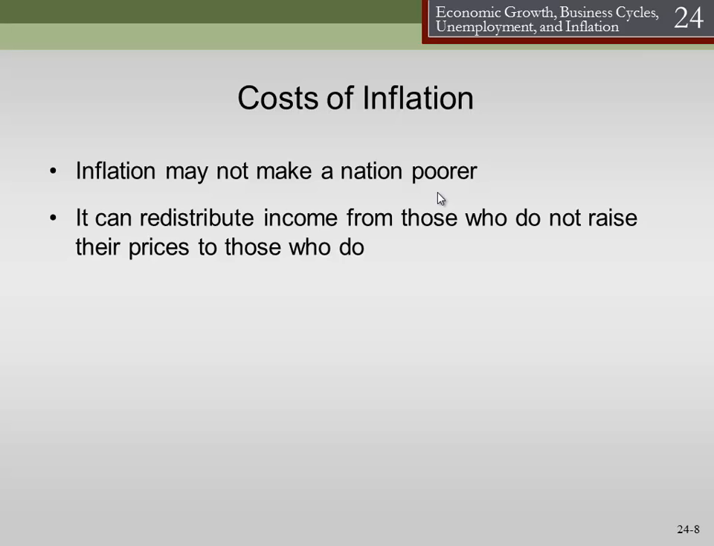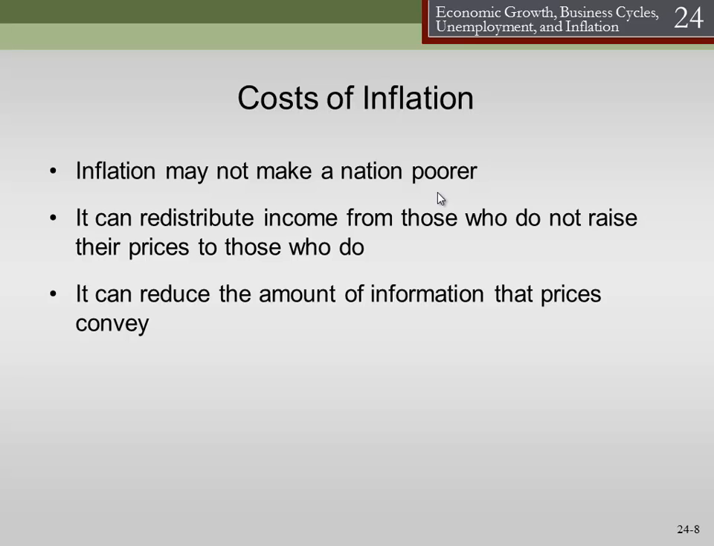Now, what happens if we have one set of goods where the sellers can easily raise the price, but another set of goods where the sellers can't really raise the price at all? Well, what's going to happen? The ones who can't raise the price at all are going to end up getting a lower real price, okay, less actual purchasing power for their goods. And those who can raise their price are going to get more. And so we have this weird redistribution of income.